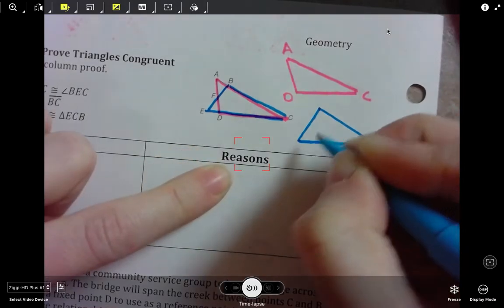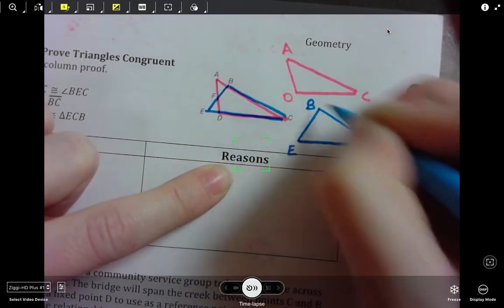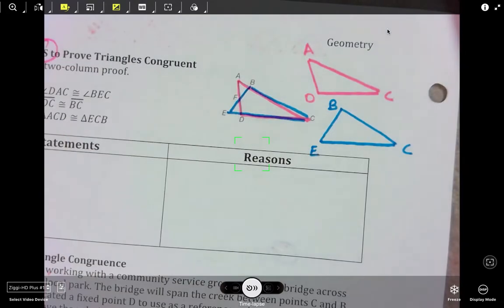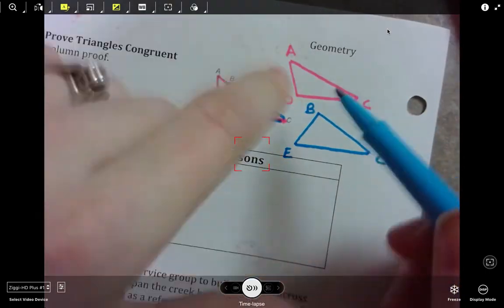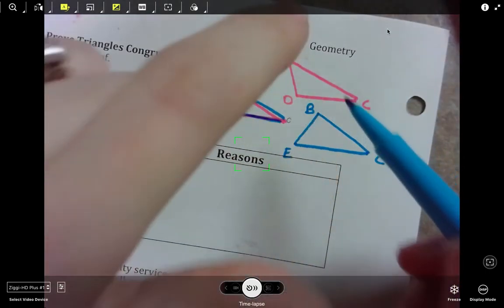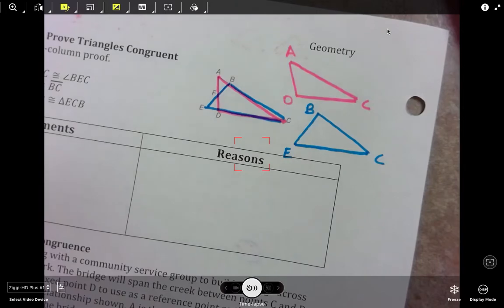So this is C, E, B. Okay, if you want to go ahead and do the same thing, you sure can. We're trying to prove that those two triangles are congruent. If you look at the way that this is, those two triangles should end up being the same shape and same size.